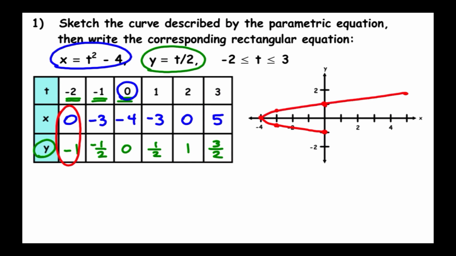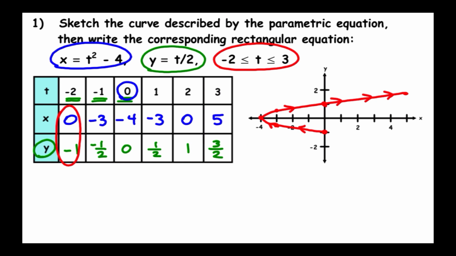And because we have a limited domain, we don't go on forever. We stop. And then it's customary to also show what direction we're traveling in as t increases. So I put these little arrows on my drawing to show the direction or the path as I go from time equals negative 2 to time equals 3. So that is the sketch of the curve.